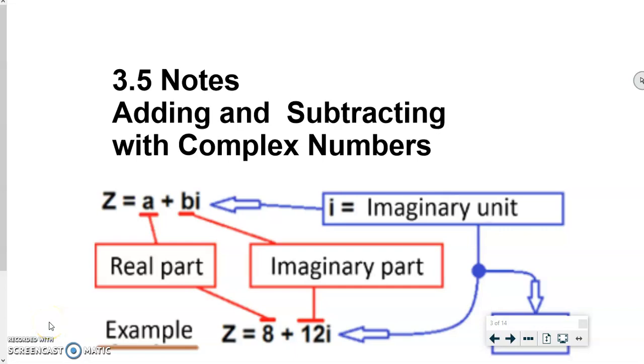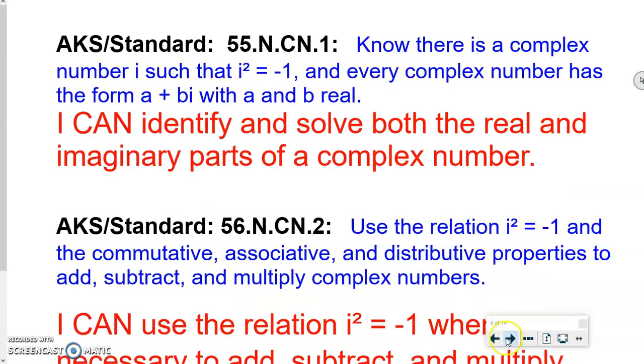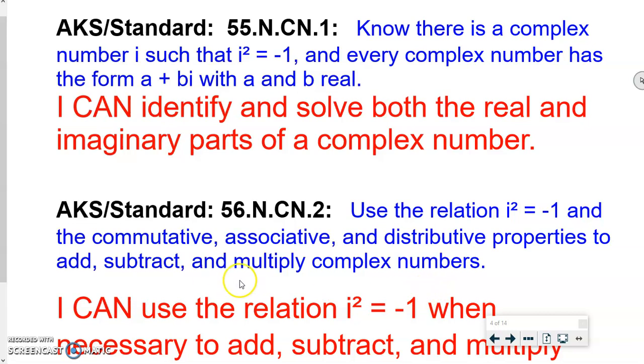So in this lesson today, we're going to talk about adding and subtracting with complex numbers. We're going to talk about what part of a complex number is real, what part's imaginary, and how we combine them. So that's what our cans are.